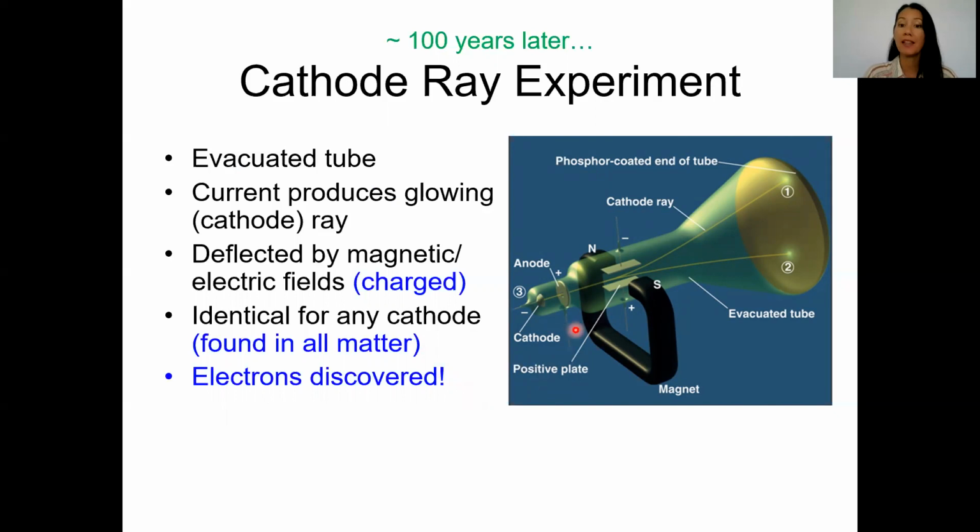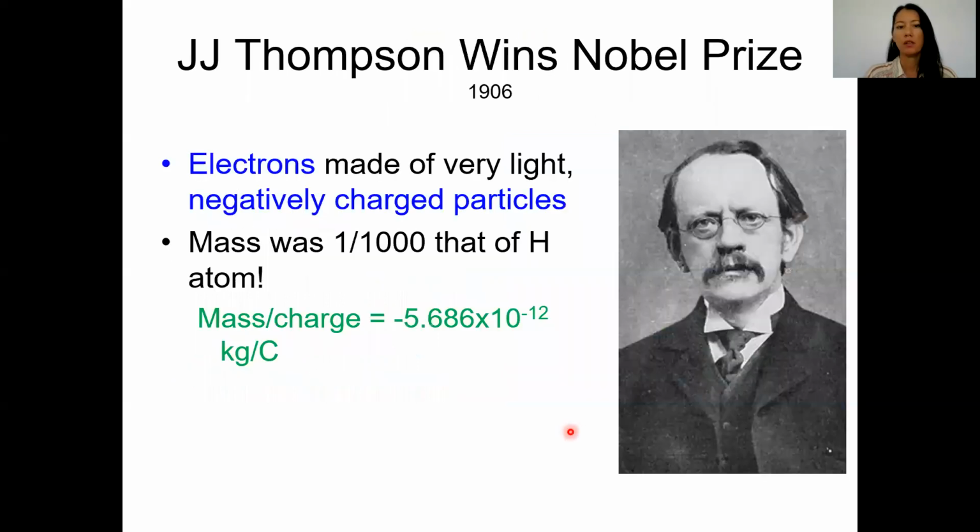So basically, the electrons are coming off, being excited here and moving, pulled out of an atom and moving through and shining up here. Okay. J.J. Thomson wins the Nobel Prize for this work. He identifies electrons, says that they're very, very lightweight and negatively charged.